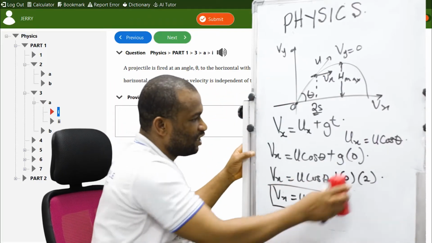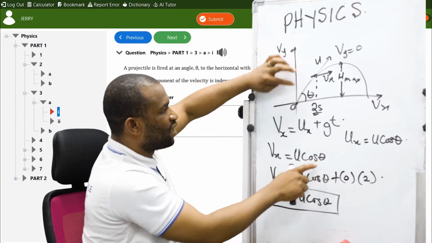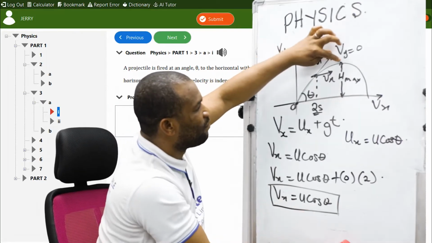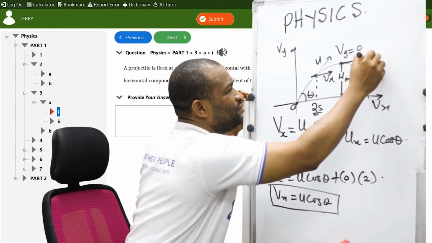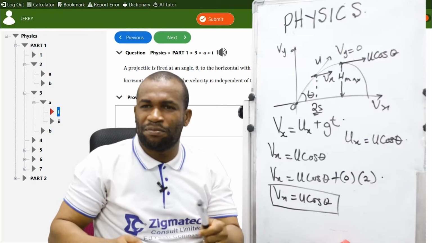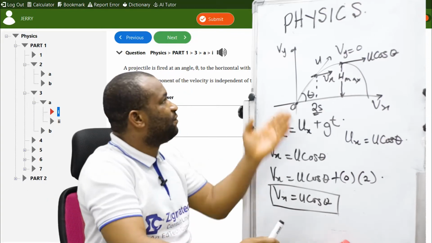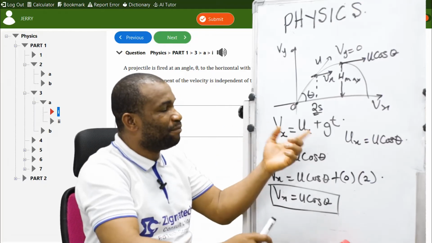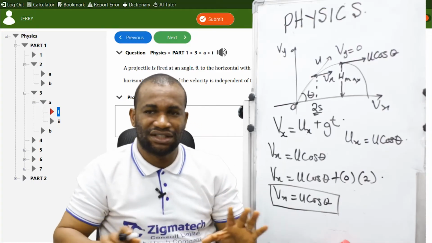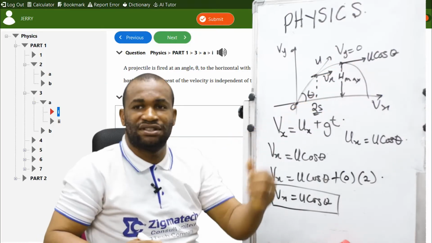Of course, everything here was 0. So at the origin, it's still going to be u cos theta. When time has maybe gone 2 seconds, it's still going to be u cos theta. At the maximum height, I'm still going to have u cos theta. So what does it mean? It means that the horizontal component of any projectile is independent of time. The time does not change the value, unlike the vertical component. Time does not affect the speed on the horizontal component for any projectile. There is no place where time affects it, and that is the solution.